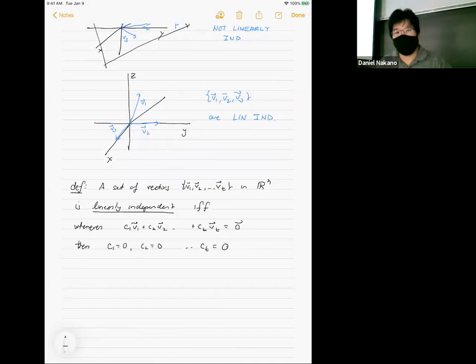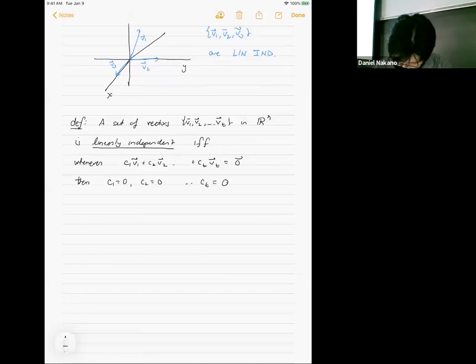All right, now when we look at this, we've kind of seen this before. So what we can do is we can sort of think of this as a linear system and sort of translate what it means to be linearly independent to linear systems.